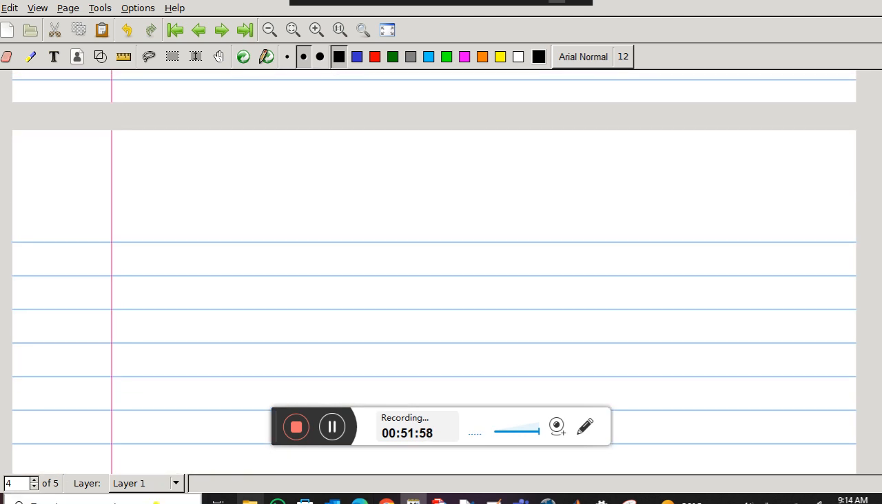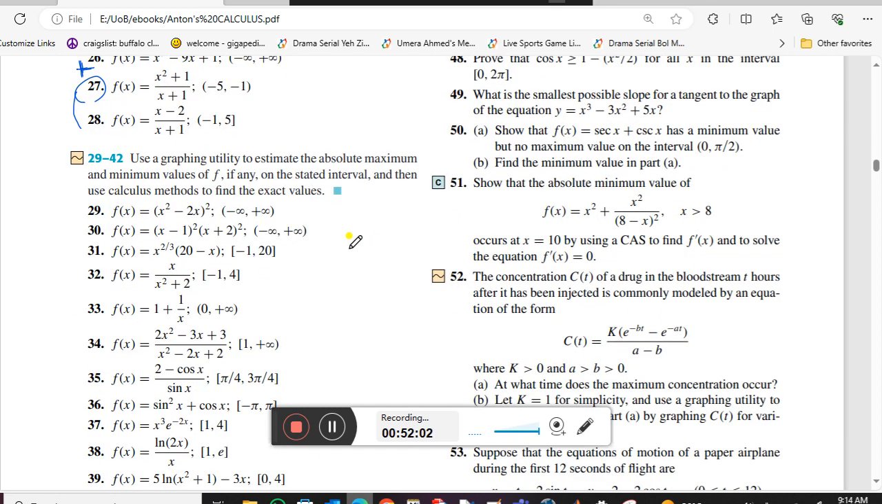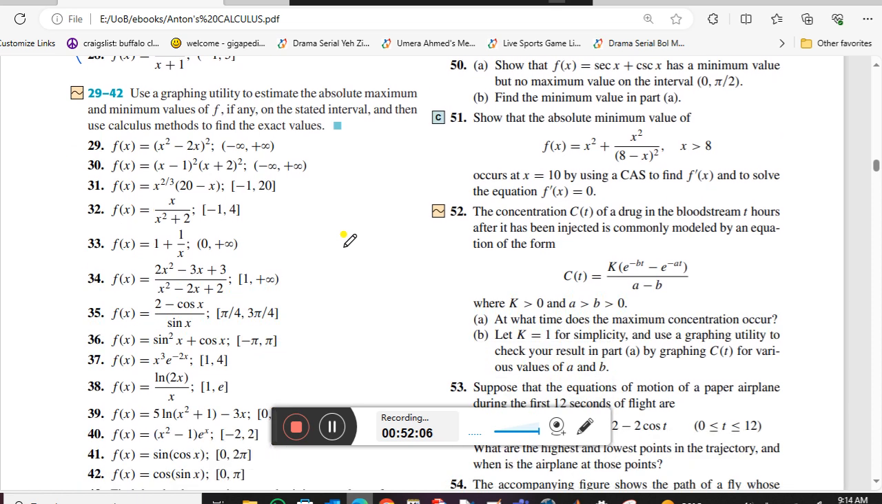So if I look at the exercises here, sorry, let me finish. Right, so see, in all of these functions I think you have one critical point only.